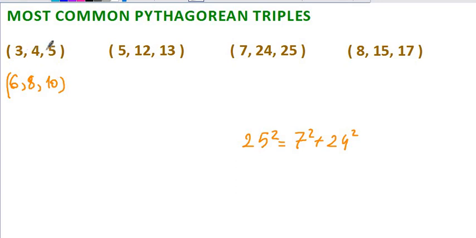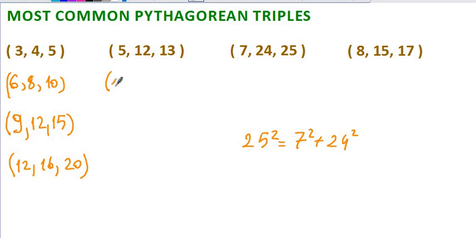You can multiply all these numbers by the same number. For example, multiply by 3. 3 times 3 is 9. 4 times 3 is 12. And 5 times 3 is 15. Or you can multiply all the numbers by 4. For example, 3 times 4, 12. 4 times 4, 16. And 5 times 4, 20. This is also a Pythagorean triple. For example, here you can multiply all the numbers by 2, let's say 10, 24, 26. This is also another Pythagorean triple.